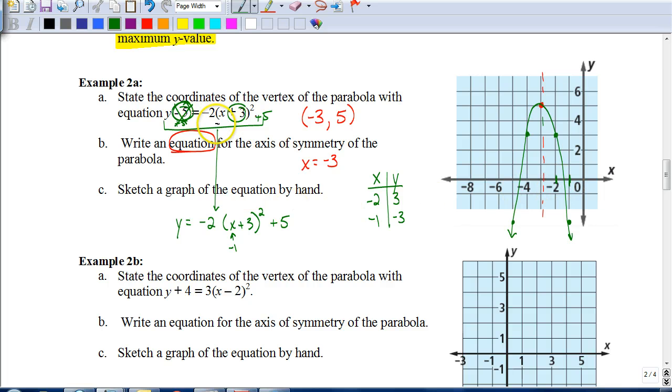Put those in your equation. Make sure that you don't forget about, in this case, that minus 5. Don't forget to add it to the other side so we can include that. Find our corresponding values for y, graph them, reflect those points, and you have your graph.